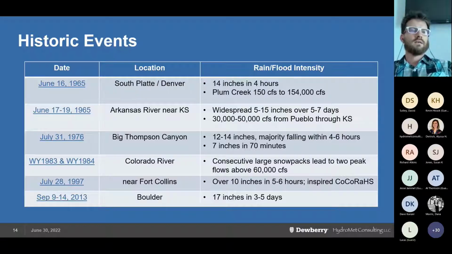And then finally, I think the Boulder 2013 event everybody's fairly familiar with, and there was a peak of about 17 inches falling in 3 to 5 days, which just kept riverine conditions extremely high across many basins in the Front Range. So yeah, in short, given our semi-arid climate, Colorado has an incredible history of flooding events, which has inspired the Flood Threat Bulletin program.